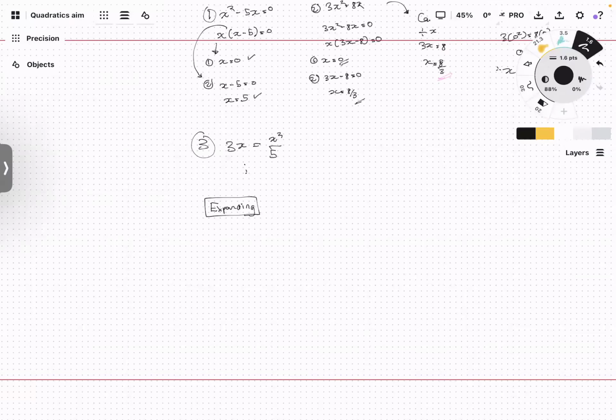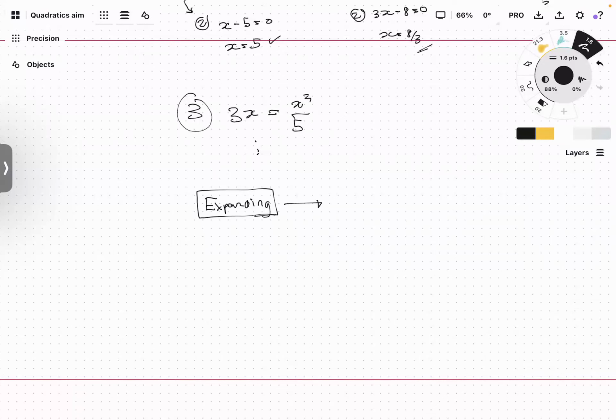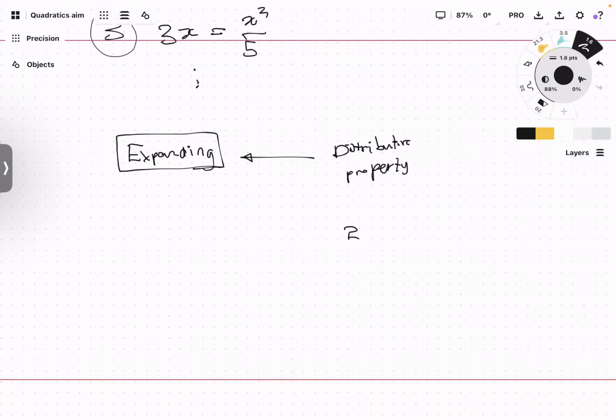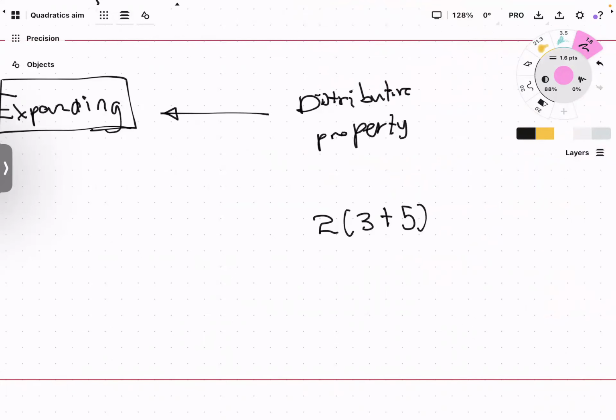The thing with expanding is fairly simple. It's really just the distributive property brought to algebra. And we give it a new name called expanding. Now, what's the distributive property? It's in multiplication, when you have multiplication of two numbers. Obviously, this is pointless because you can add 3 and 5 together. But what you can do is you can also do the multiplication like this.